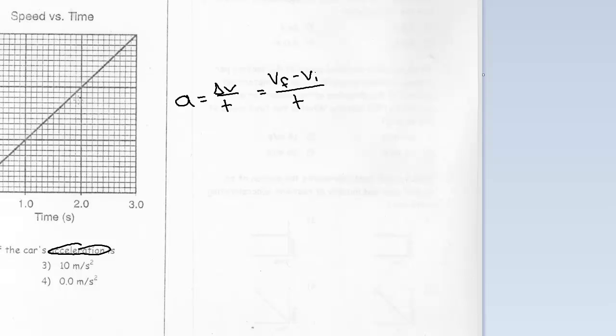So let's look. The final velocity is 30. The initial velocity was 0. So this is equal to 30 minus 0 over time, and we went from 0 seconds to 3 seconds. So that's 3. This should be a 0. 30 minus 0. So in the end, we just get 30 over 3, which is equal to 10. So we have 10 meters per second.